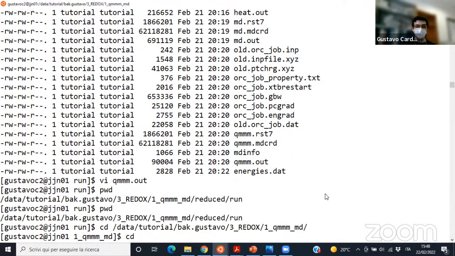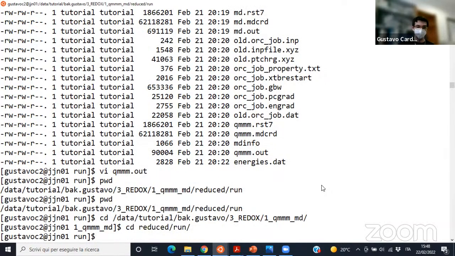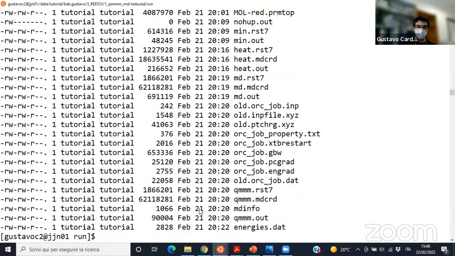So let's go back to the reduced run. And you have the QMMM.out. I already have the energies.dat here, but it's just that web command. External SCF, QMMM.out, then energies.dat. Sorry, don't execute this yet. This energies.dat.